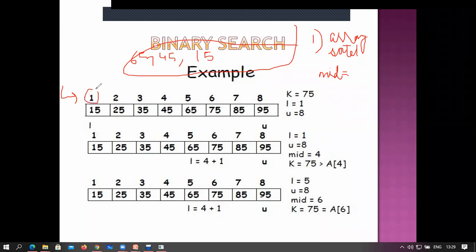Now, how many elements are there? What is the lower bound of your array? 1. What is the upper bound? 8. How to find the middle value? It is 1 plus 8 divided by 2, which is 9 by 2, 4.5. Take the integer value of 4.5. What is the integer value? That is 4. So the middle value is coming out to be 4.